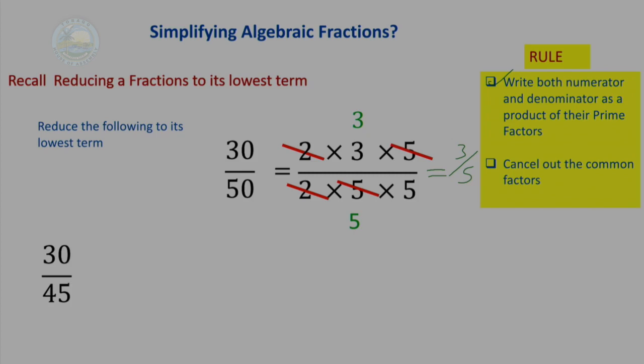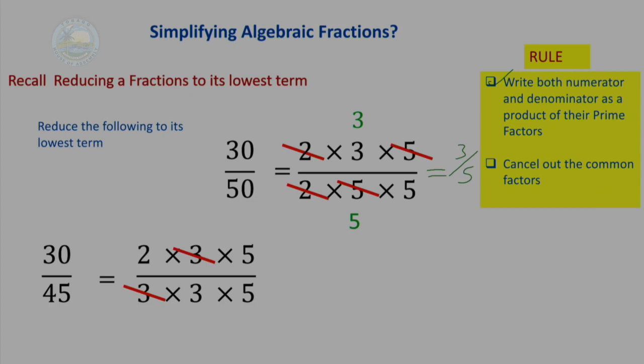Again, first step, write them as a product of their prime factors. So 30 upon 45 as a product of its prime factors would give me 2 times 3 times 5 all upon 3 times 3 times 5. Again, look for common factors. I see here that my 3 has already been cancelled out. The computer is playing games with me. You recognize as well that the 3 is common.